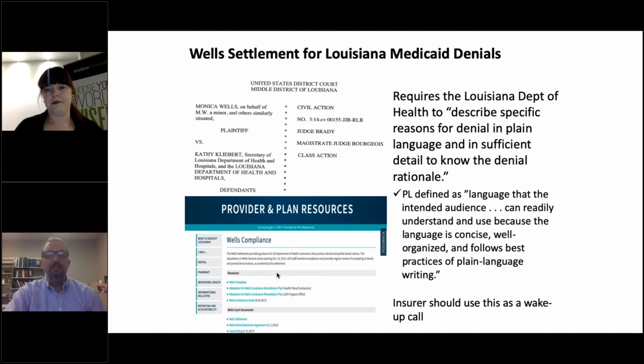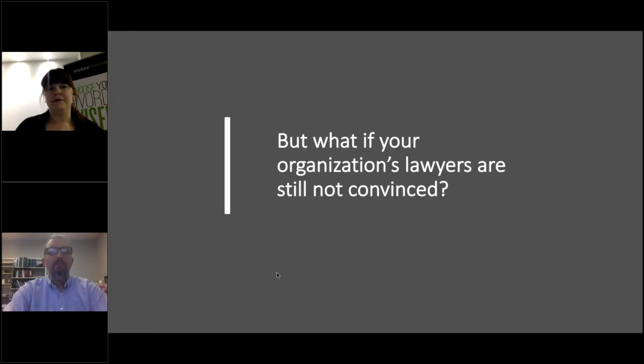The language is concise, well organized, and follows best practices of plain language writing. So insurers, at least United Healthcare, who I've mentioned earlier, have taken this to heart in that way. And actually, you'll see the bottom screenshot on the left side is the website that needed to be created because of this settlement to help the Louisiana Department of Health comply with these new requirements. So, if you're looking for actual things that resulted in some type of cost to insurers and others, you've got them here. All right, so let's move on here.